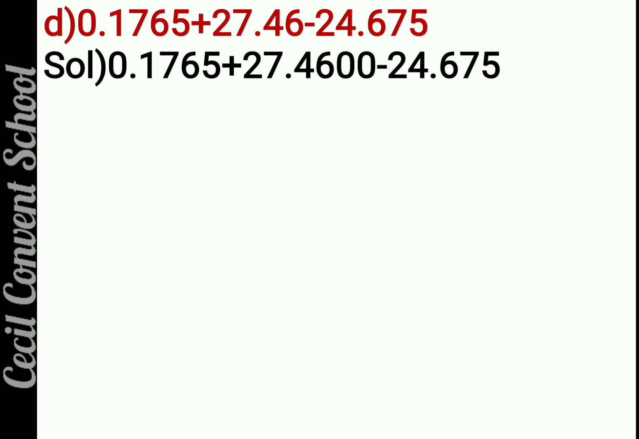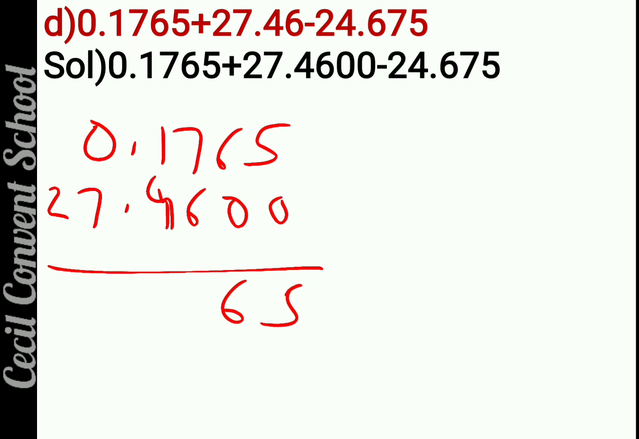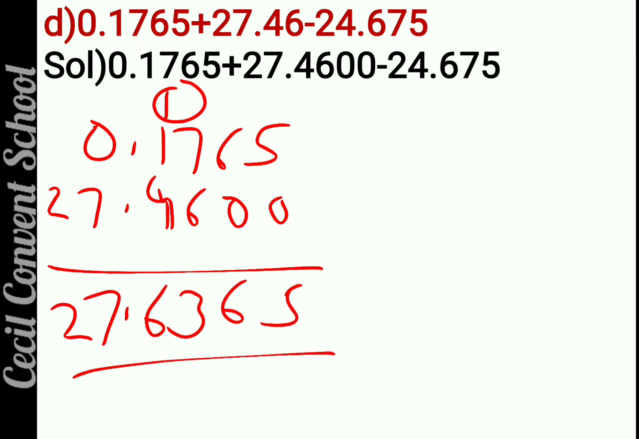In D part, firstly we will add them. Clear? So 0.1765. Then 27.4600. Now you plus them. 5, 6, 7 plus 6 is 13. So 1 will go as it is. Here 4, 1, 5 and 6.72. This is your plus.